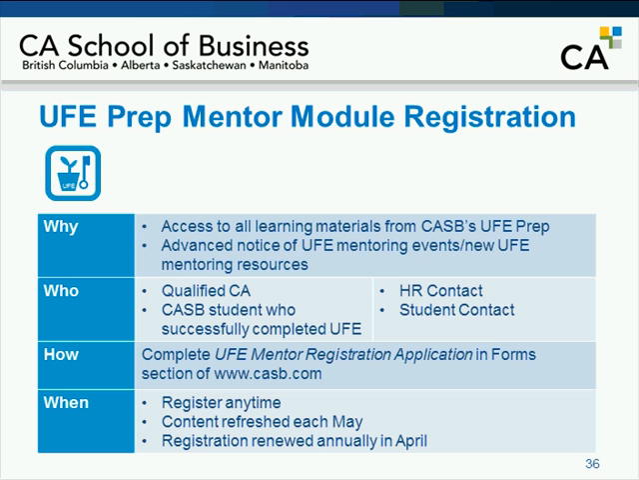And then to register, just complete the UFE Mentor registration application, and that's on the forms section of our CASB website. The registration is valid for 1 year, and the content is refreshed each May, and so we contact mentors each spring to renew the registration for the coming year.